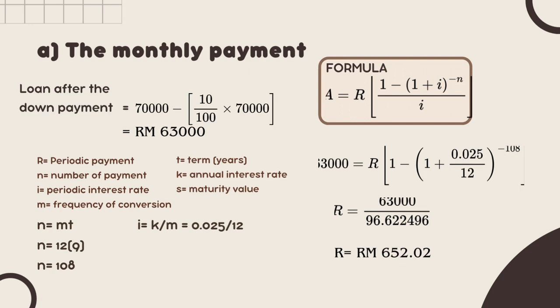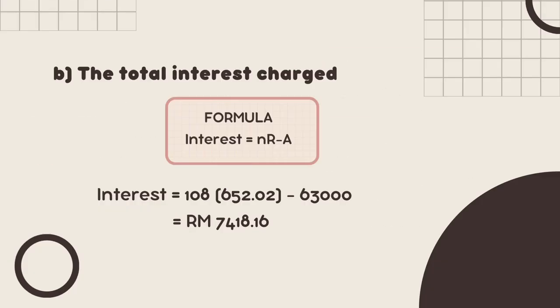n equals mt, 12 multiplied by 9 equals 108. i equals 0.025 divided by 12. So we use this formula to get R. We include all the information into this formula and we get R equals RM 652.02. B, the total interest charge.